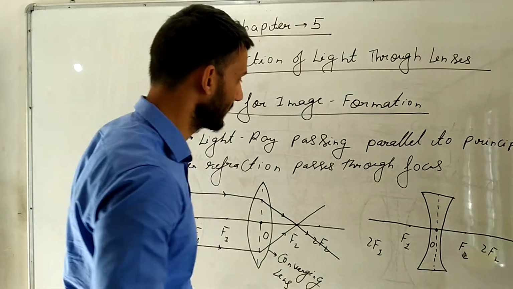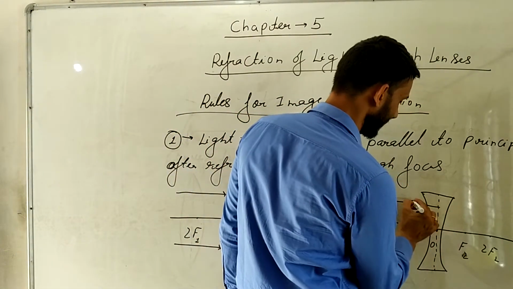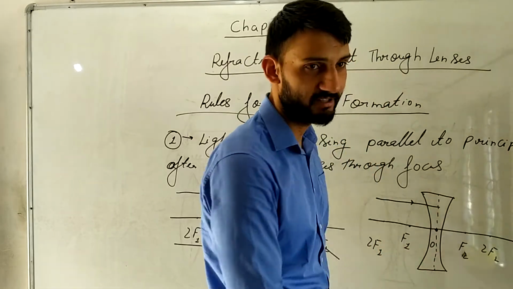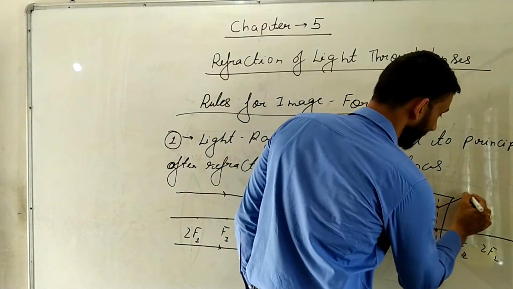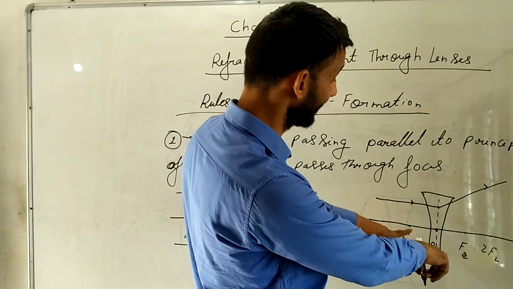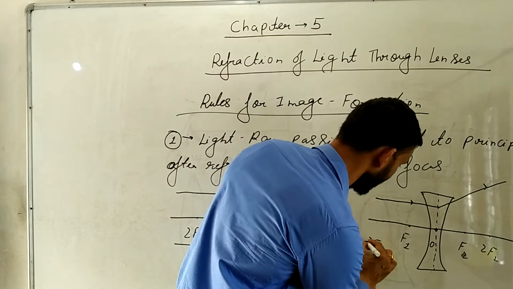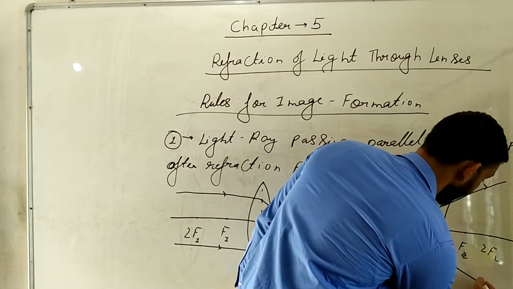Now let's come to the concave lens. Light ray passing parallel to principal axis. Now this is known as diverging lens. It diverges the light ray. So it will diverge the light ray like this. Obviously light ray will refract. So this is the nature of the lens, that it diverges the light ray like this. So light ray coming parallel to principal axis will diverge like this.